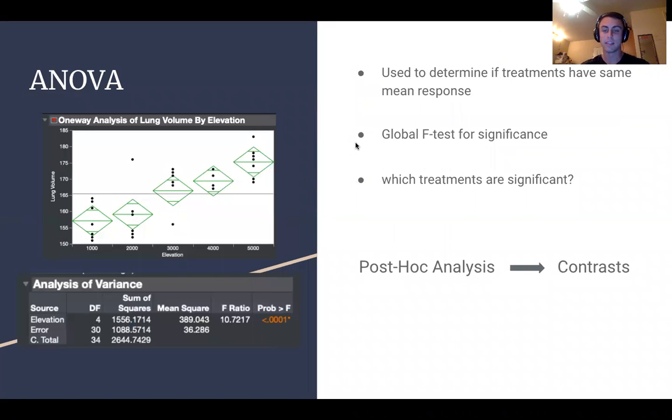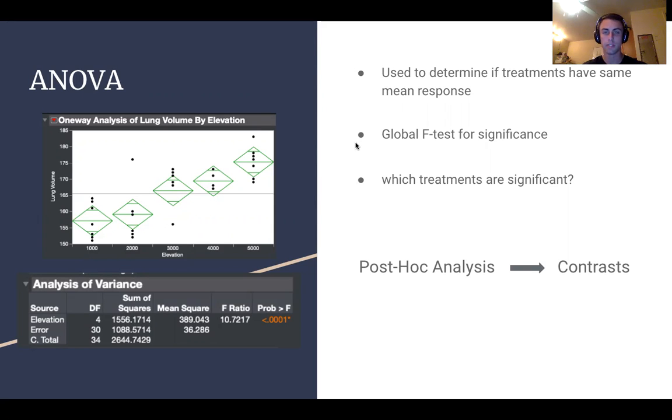Now, when we're performing an analysis of variance on the data, we're really only able to determine whether treatments have the same mean response or not. This is what we're looking at when we compare p-values to a predetermined alpha level, also known as a global F-test. ANOVA does not, however, tell us which specific treatment means differ and to what extent.